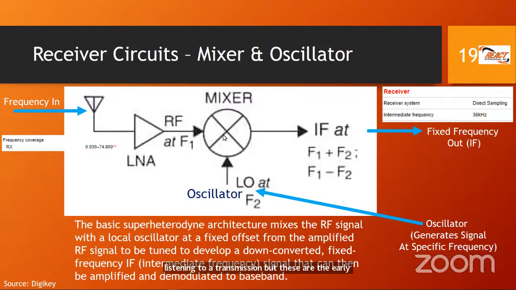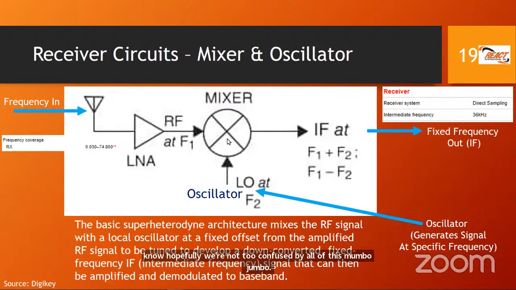So what we need to know for the exam, we'll come up with the two bullet points shortly, is what a mixer is and what an oscillator is. And we're just showing the relationship here. Feel free to read the slides. They have a little more detail that hopefully will help us understand. And hopefully we're not too confused by all of this mumbo jumbo. It's a receiver circuit, and these are the stages and these are the components. Let's get to the exam questions.